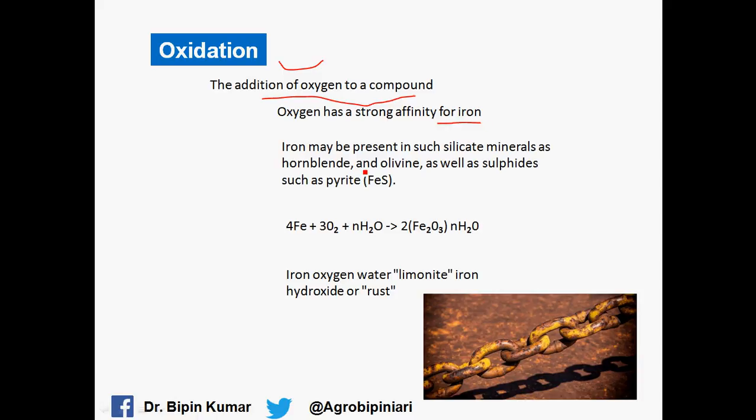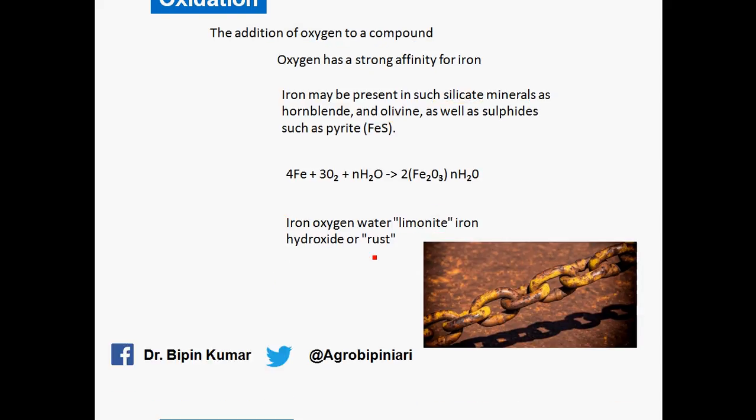This has been proven. And in soil, there are silicate minerals such as hornblende, olivine, and pyrites, and these iron minerals, when exposed to oxygen and water, will form limonite. Actually, the iron crust you see on an iron rod is the limonite, and sometimes it is also called iron hydroxide. So it is actually iron, oxygen and water.